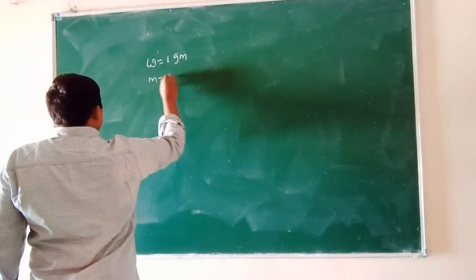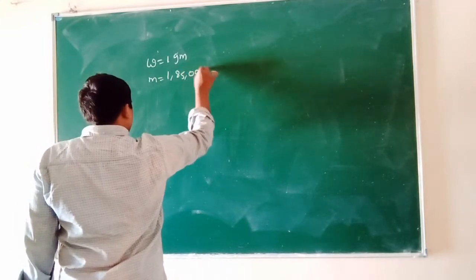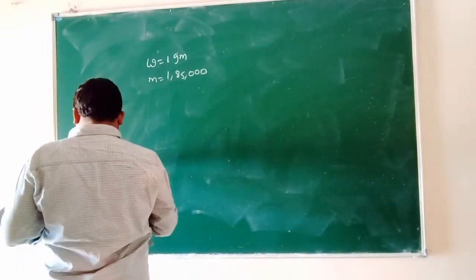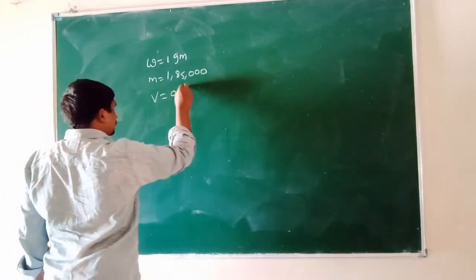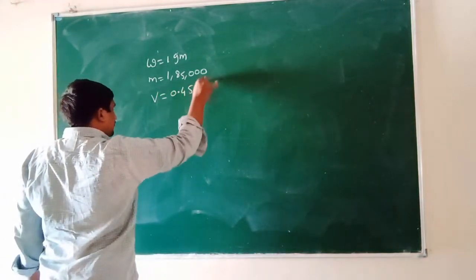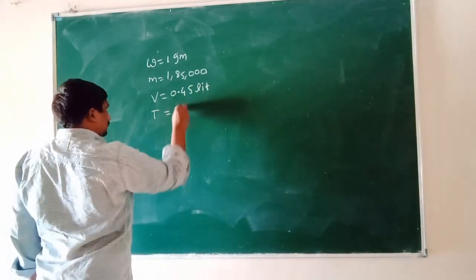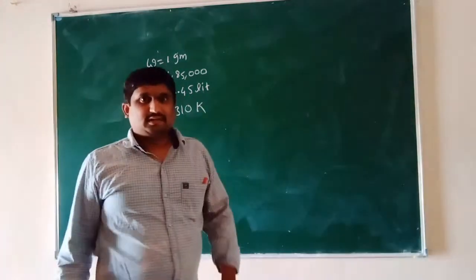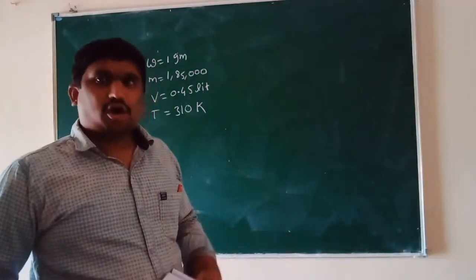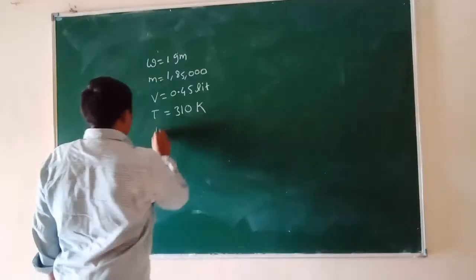Molecular mass is 1,85,000. Volume 450 ml, that is nothing but 0.45 liter. Next, temperature is 310 Kelvin. We have to find out the osmotic pressure.